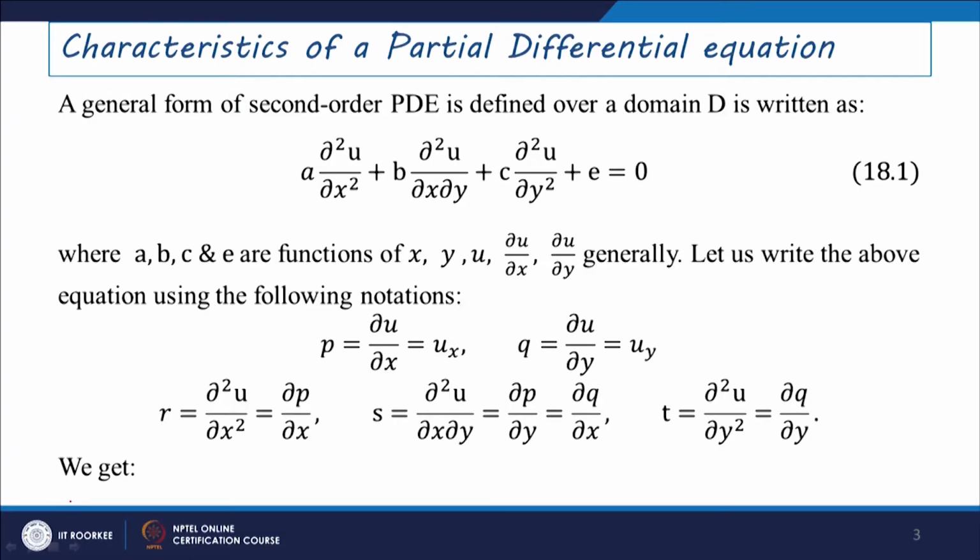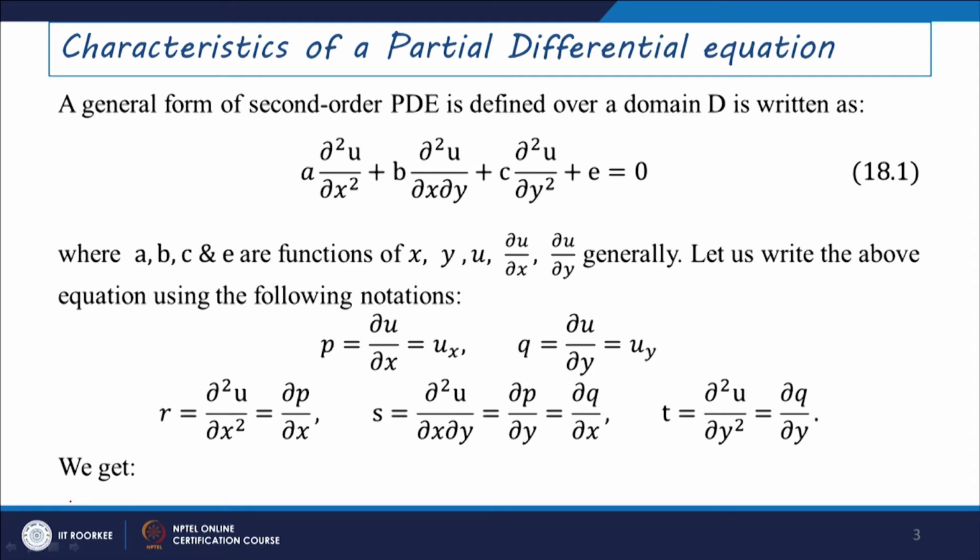So, if we go for the characteristics of a partial differential equation, usually we write the second order partial differential equation in the form a ∂²u/∂x² + b ∂²u/∂x∂y + c ∂²u/∂y² + e = 0, where a, b, c and e are functions of x, y, u, ux, uy. Generally it is expressed in this form.